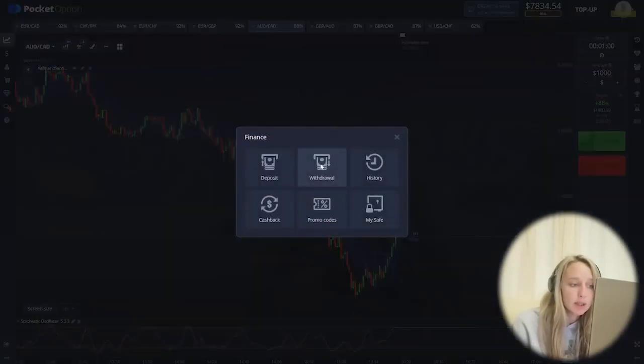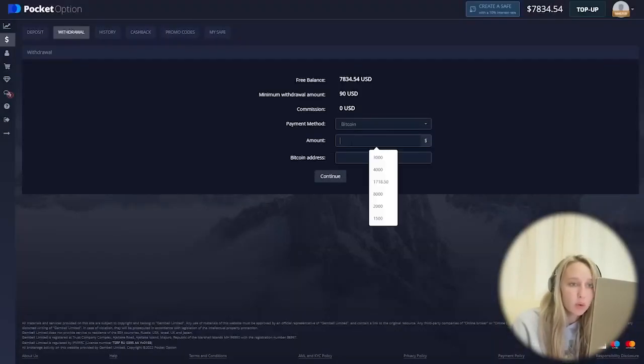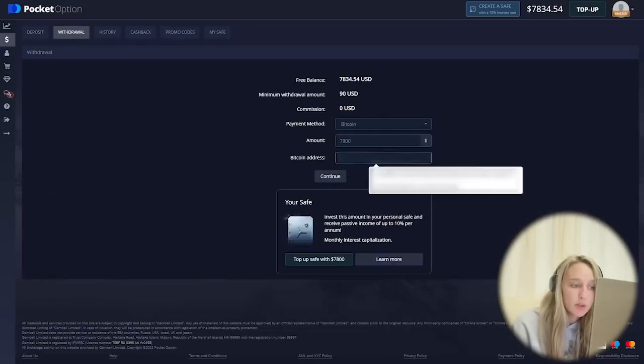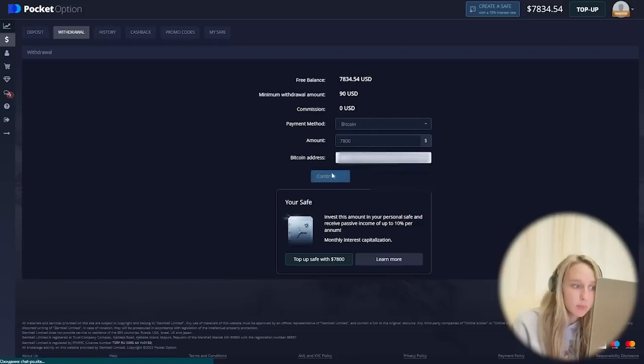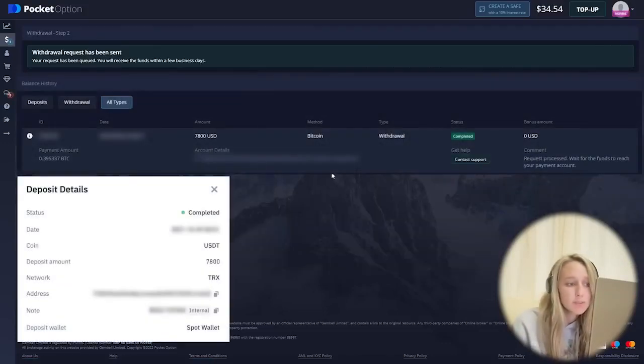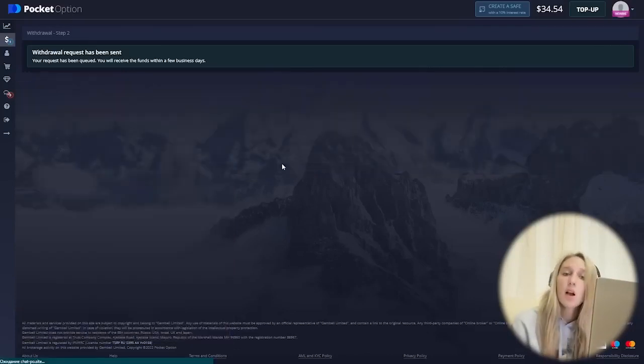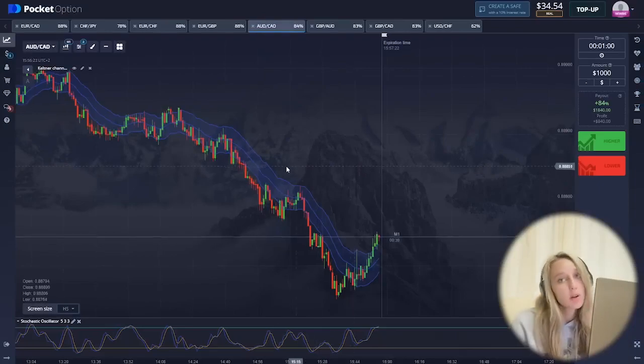Let's make a withdrawal to a Bitcoin wallet. So $7,800. We press continue. Our operation is in progress. I will attach a screenshot of a successful operation. This is how this trading session turned out today.